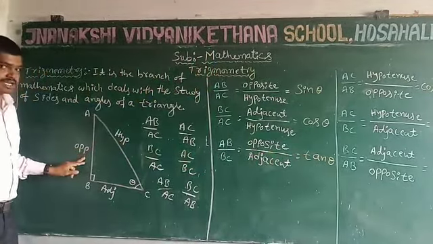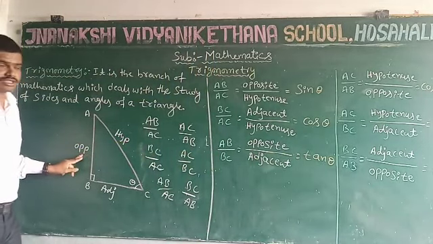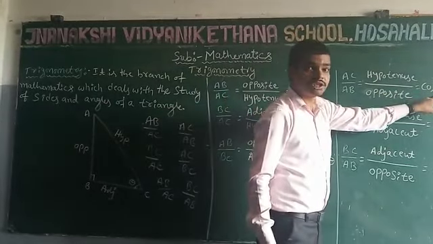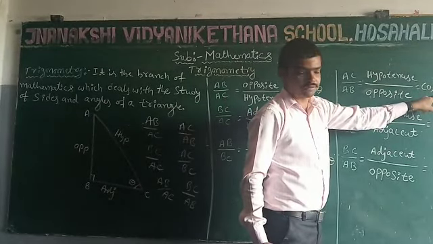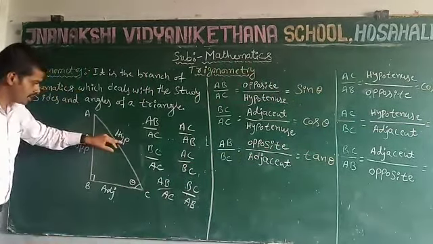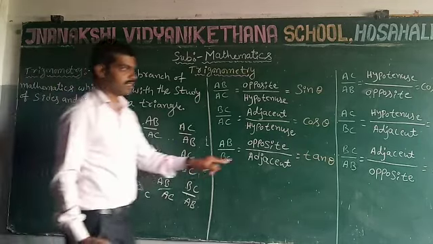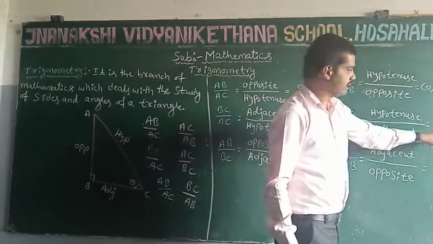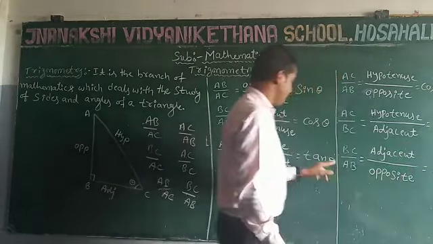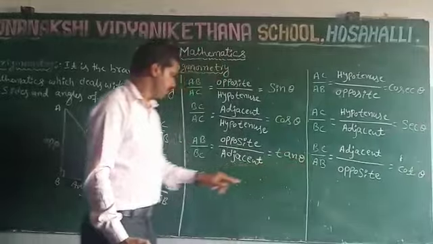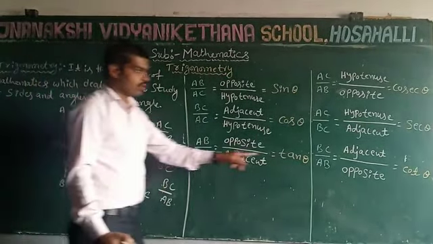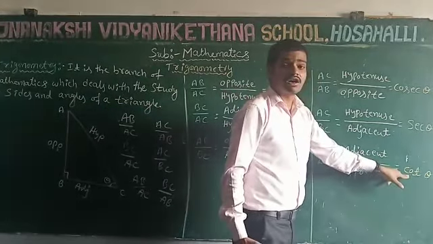AC divided by AB, hypotenuse divided by opposite side. This is cosecant of an angle theta, cosec theta. AC divided by BC means hypotenuse divided by adjacent side. So this is secant of an angle theta, sec theta. Next one, BC by AB, adjacent divided by opposite. So this is cotangent of an angle theta, cot theta.